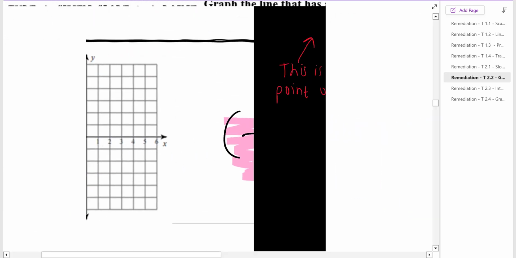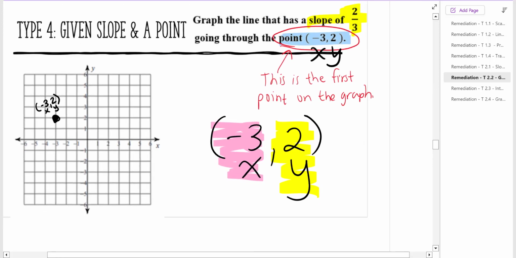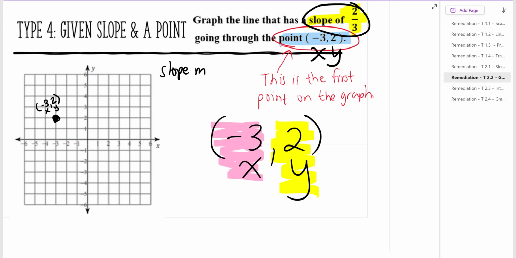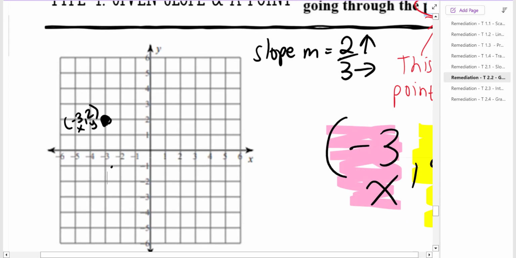Okay, now we can use slope. Ahora podemos usar slope. Okay, so slope m is 2 over 3 and draw the arrows. So 2 is positive, so it's up. 3 is positive, so it's right. Okay, so we're going to go up 2 and right 3. Podemos ir arriba 2 espacios y después 3 espacios derecha. And that's the next point. Y ese es el segundo punto.